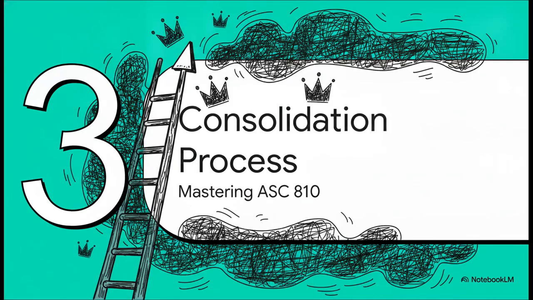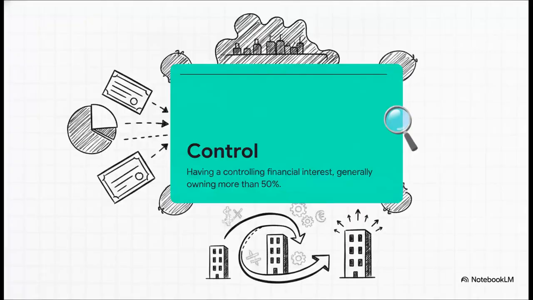All right, climbing to the very top. Section 3, the consolidation process. We are now governed by ASC 810. Consolidation is strictly required when a parent has a controlling financial interest. Generally speaking, that hard line is crossed the moment you own more than 50% of the voting shares. When you hit this threshold, everything changes. You don't just record an investment account anymore, you absorb their entire financial reality into your own.